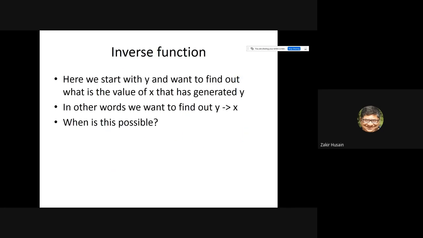Okay. Now, when we are talking about pre-images, one possibility is, can we start with y and find out what is the value of x that has generated y? Now remember, we want to generate a unique value of x. Is it possible, y equal to x square? Is it possible in this case that I'm giving you a value of y, you have to tell me what is x?